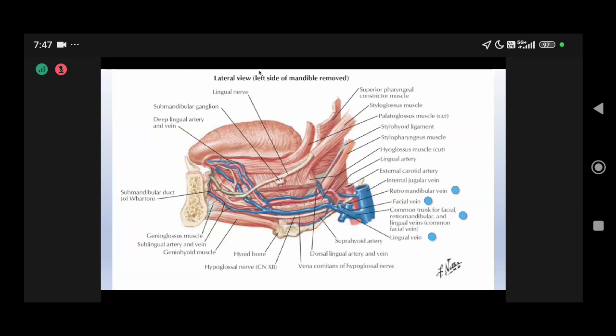Like all other organs, the venous drainage follows the arterial pattern, and the deep lingual vein and the sublingual veins ultimately drain into the facial vein and retromandibular vein, to ultimately drain into the IJV.